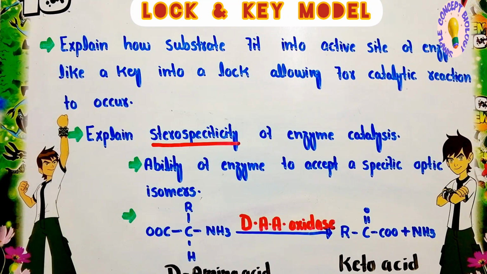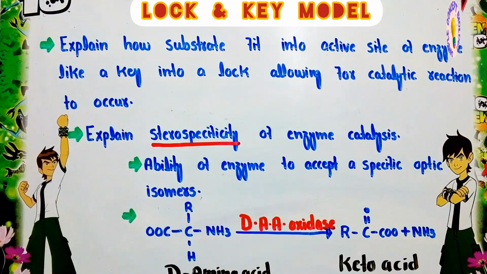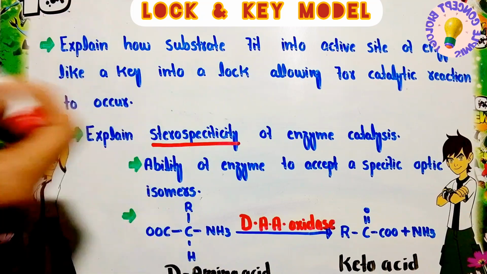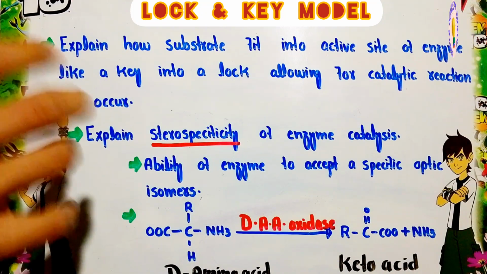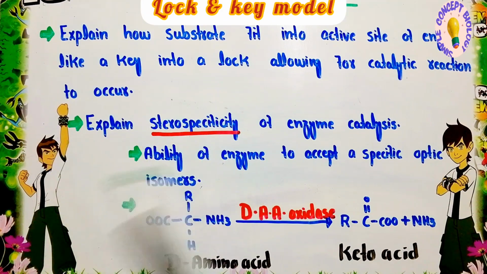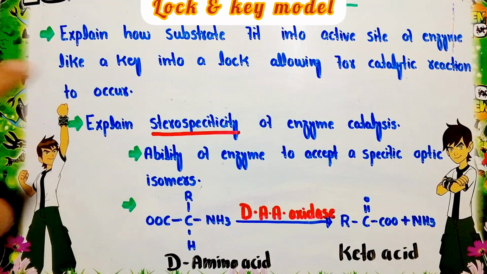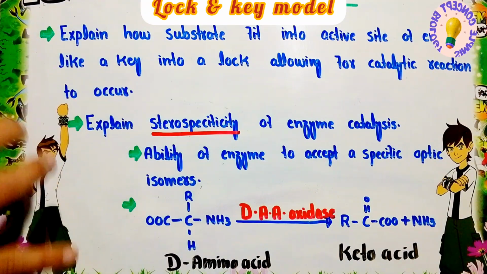Now the third importance is that it explains the stereospecificity of enzyme catalysis. So first of all, what is stereospecificity of enzyme catalysis? Actually, stereospecificity is the ability of an enzyme to accept or recognize a specific optical isomer. For optical isomers, we have the D isomer and the L isomer.